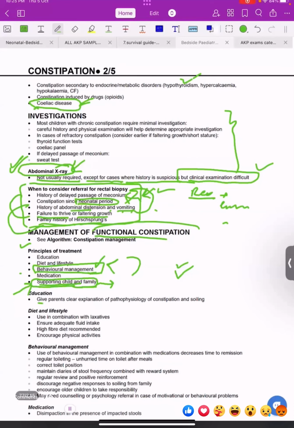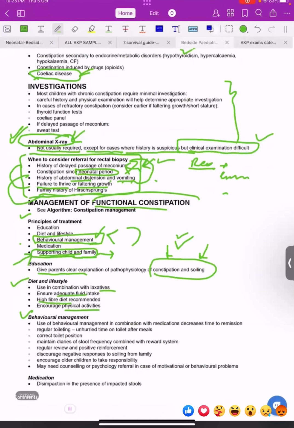Education: give parents a clear explanation of the pathophysiology of constipation and soiling. After reading this, you must know the difference between constipation and soiling and encopresis. That is all that is required practically and from your exam point of view. Diet and lifestyle management: along with laxatives, ensure adequate food intake, a high fiber diet, and physical activity. Behavior management we will do where there is normal passage of stool at abnormal places.